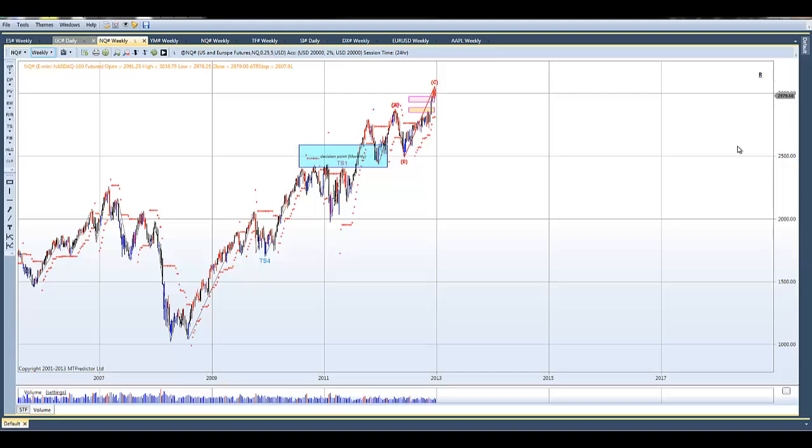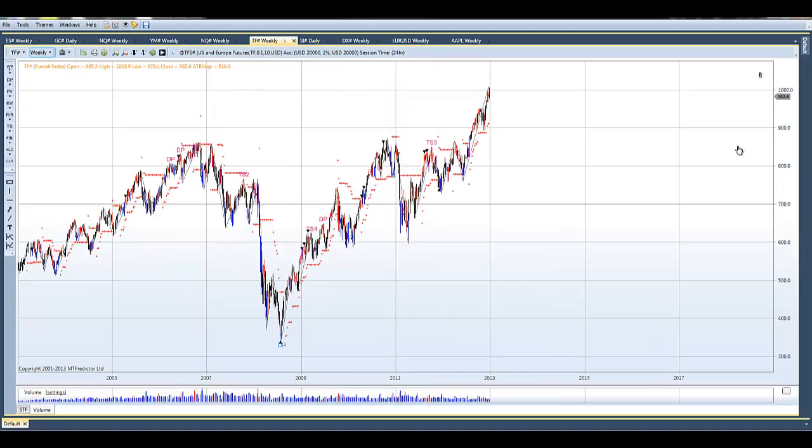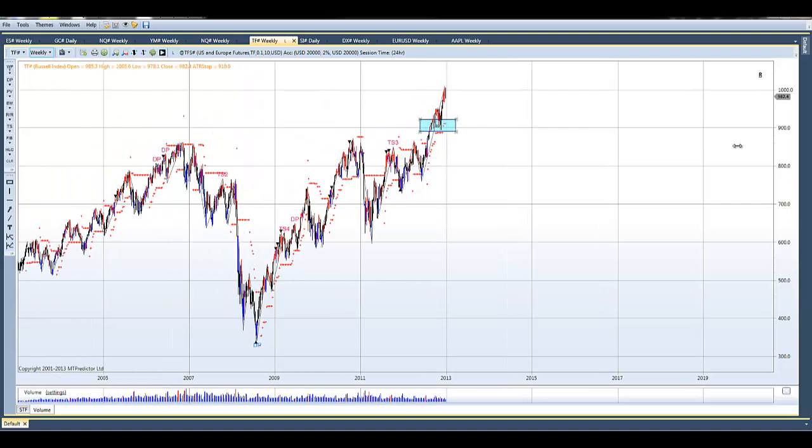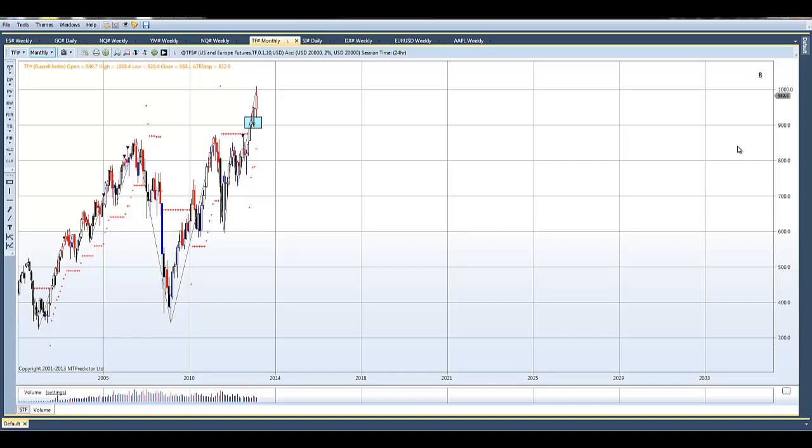And then we'll look at the Russell here on the weekly chart. Again, the Russell cleared its all-time highs there. If we take a decision point off of that, you'll see it took out that area. And let me just see the monthly chart here. Yeah, that's it.